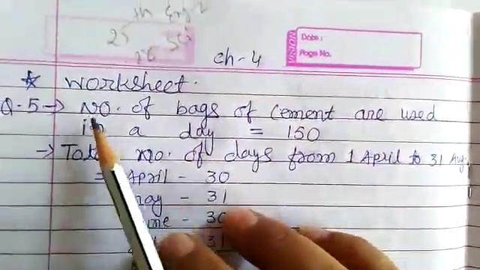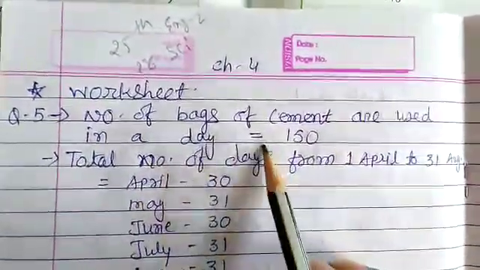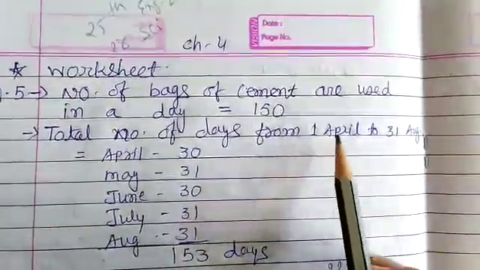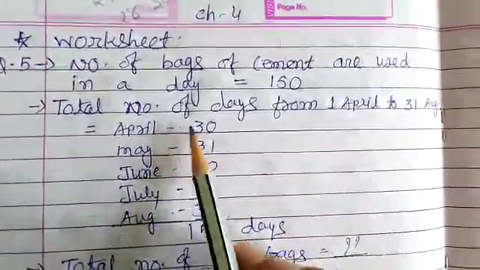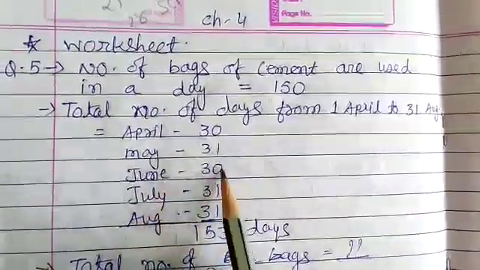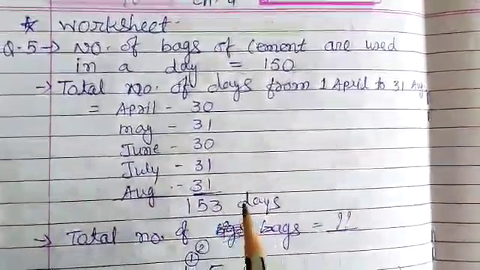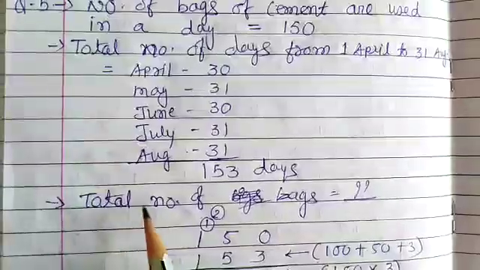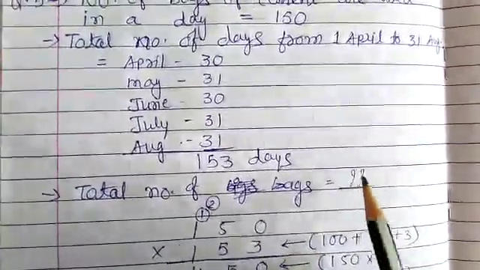Start with the statements. The number of bags of cement used in a day is equal to 150. Next statement, total number of days from 1st April to 31st August. Month wise we have counted: April 30, May 31, June 30, July 31, August 31, and the total number of days is 153. Now what is to be found? Total number of bags is equal to question mark, right?